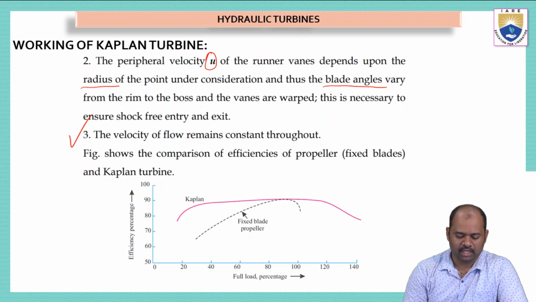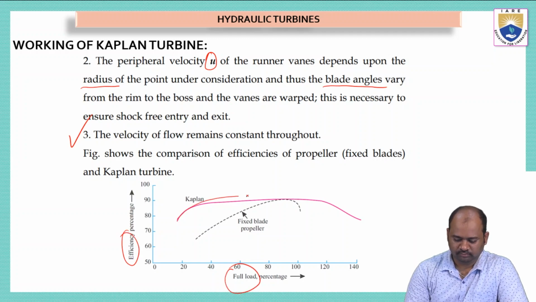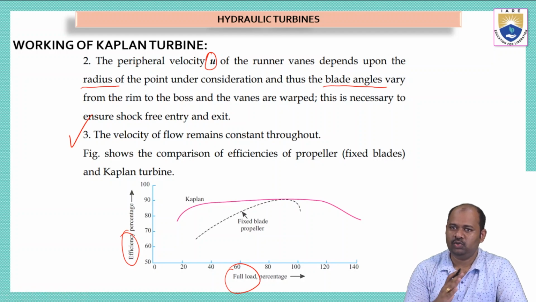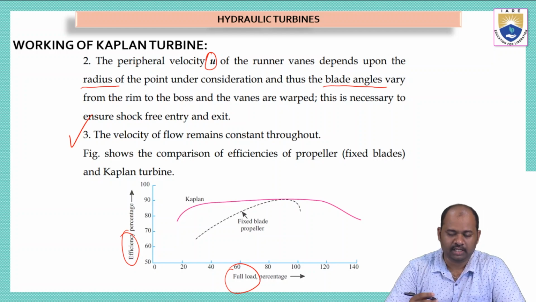So whenever we take a graph between efficiency and full load percentage, this is efficiency and this is full load. We can see this curve, this violet color graph shows that the velocity of the flow remains constant throughout the process. And this figure shows the comparison of efficiencies of propeller and Kaplan turbine.